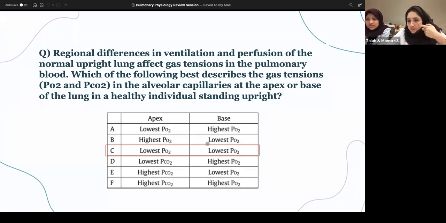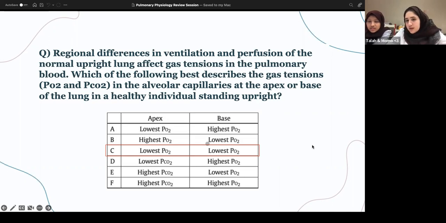Do you get me? Wait, but isn't the ratio over the apex? So PO2 is high, or is it something else? The ratio of ventilation to perfusion. Yeah, you're right. Like this one. Sorry.